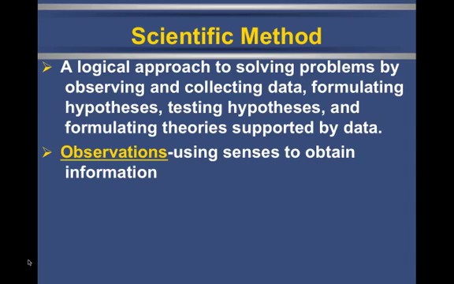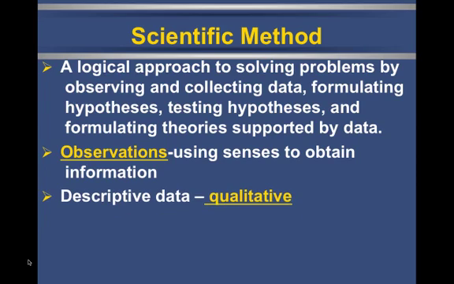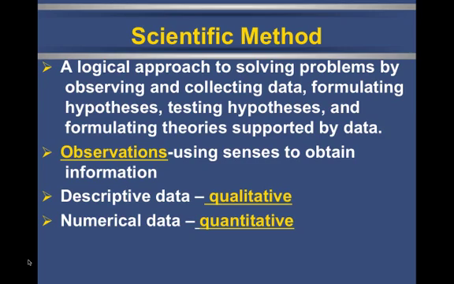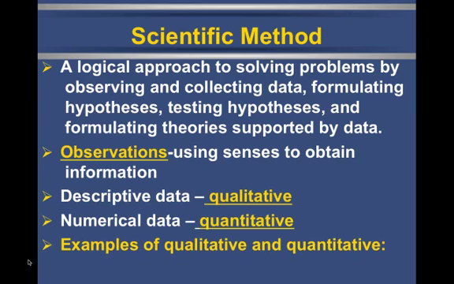Observations. Observations use senses to obtain data. We have two types of observations. Descriptive data, which is qualitative, and numerical data, which is quantitative. Qualitative, no numbers. Quantitative, numbers. Qualitative examples would include blue PowerPoint. A quantitative example would be, there are 56 slides in this presentation.